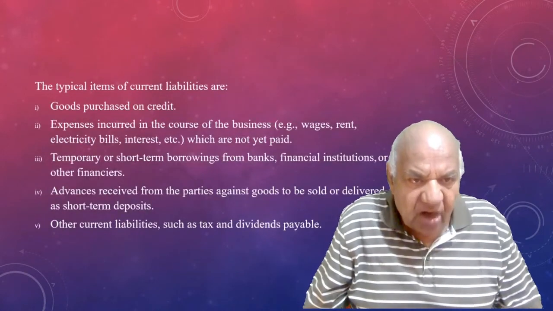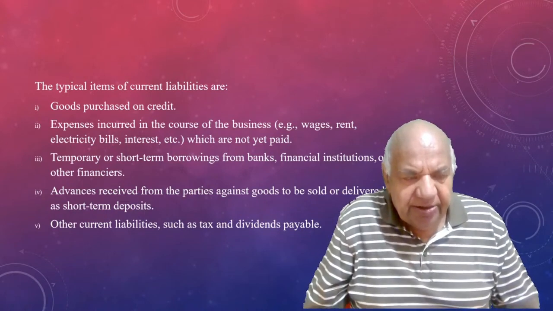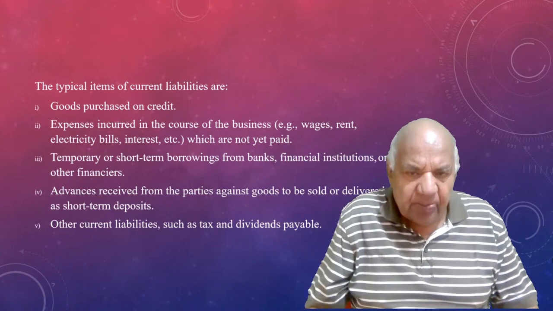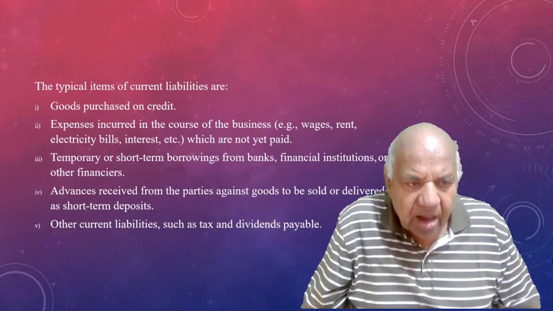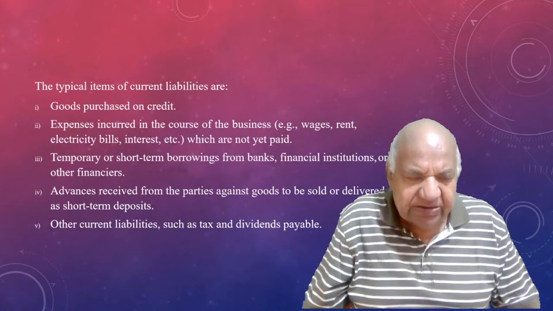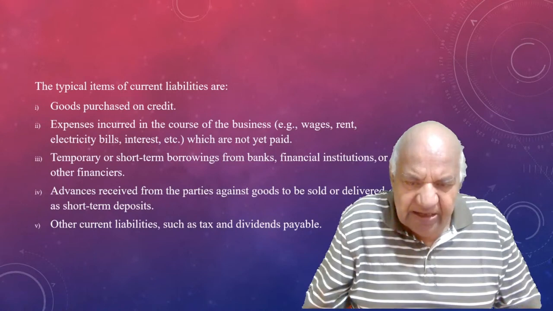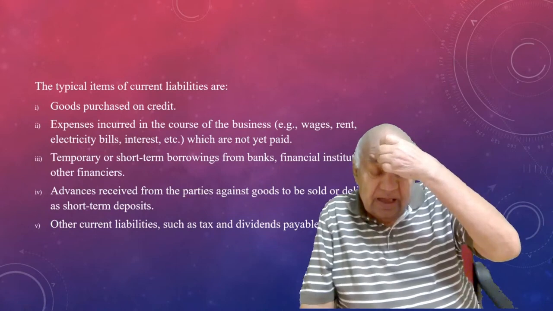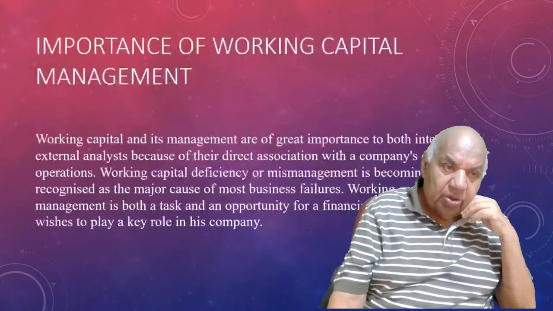The typical items of current liabilities are goods purchased on credit, expenses incurred in the course of business, for example, wages, rent, etc., which are not yet paid. Temporary or short-term borrowing from banks, financial institutions, or other financiers. Advances received from the parties against goods to be sold or delivered or as short-term deposits. Other current liabilities such as tax and dividends payable.